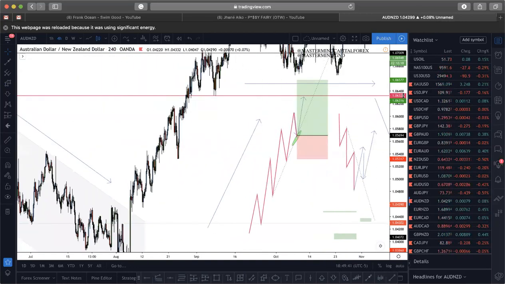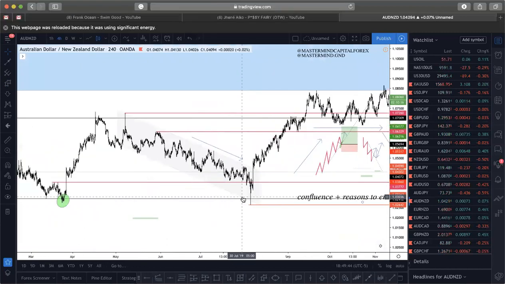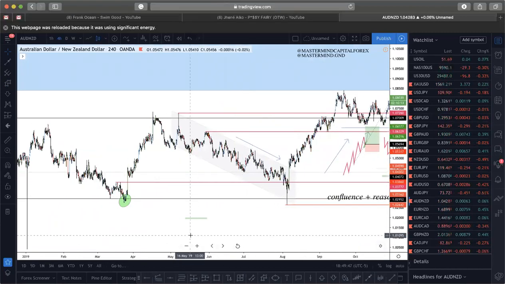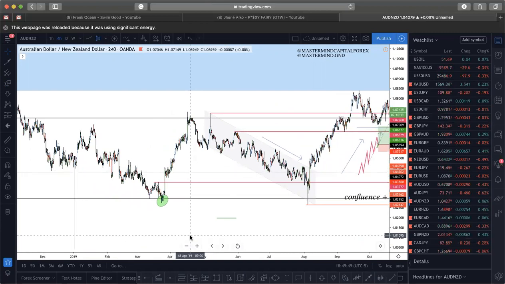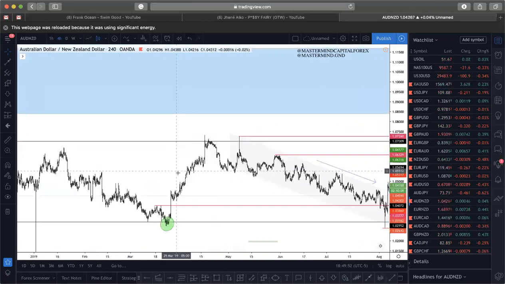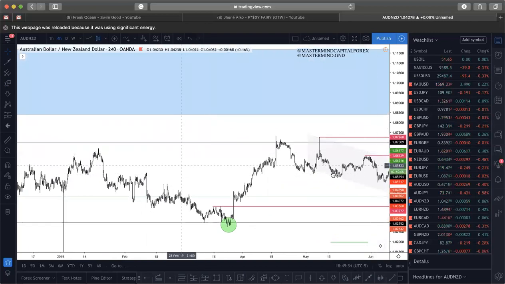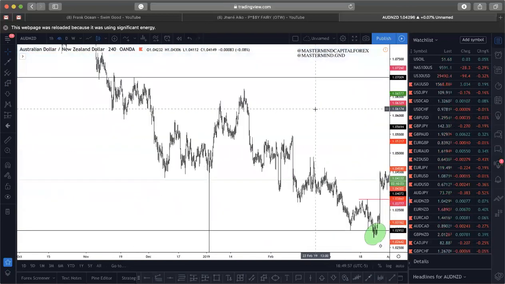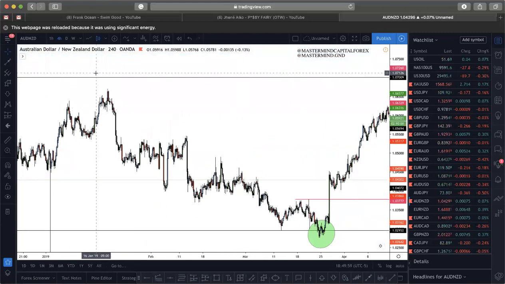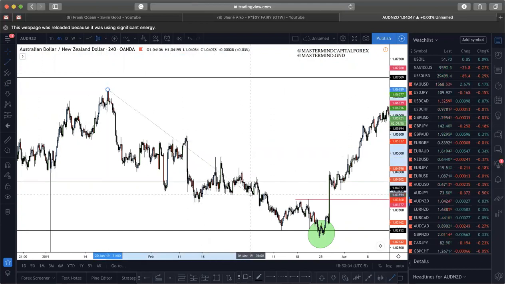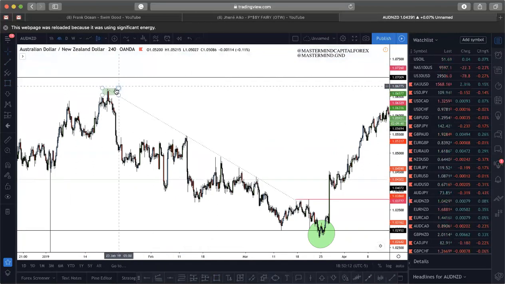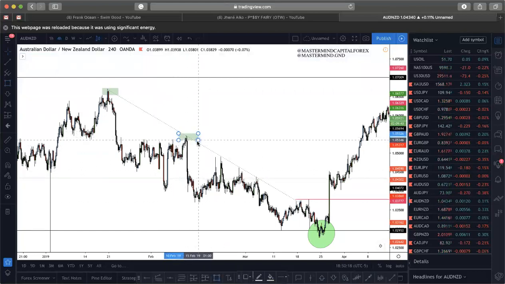So let us see if we can find some live examples, right? So here we have a high, a low, a lower high, right? So let's connect them. So here you see how the market reacts, right? We have the high, the low. We have the first two lower highs, right?